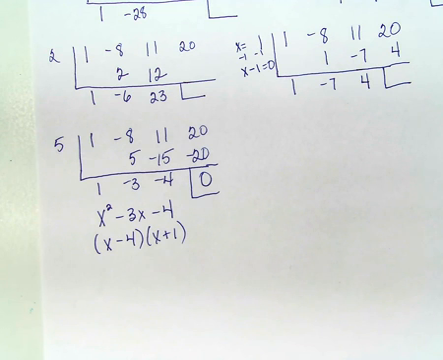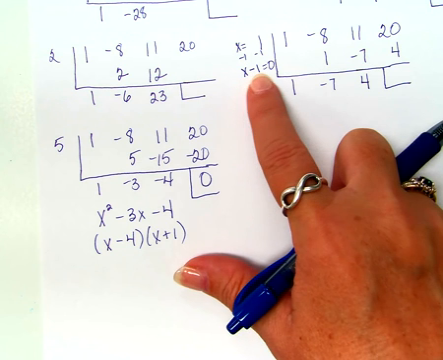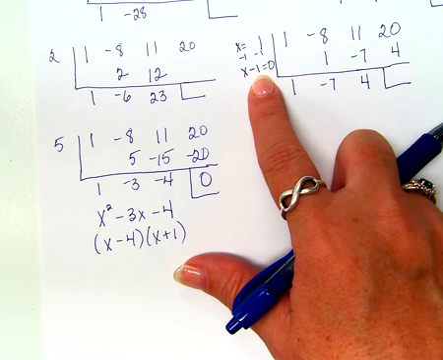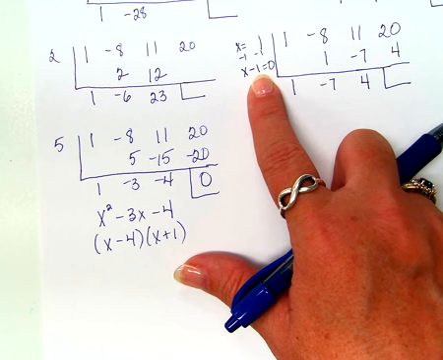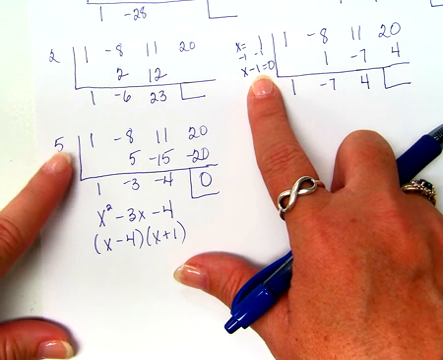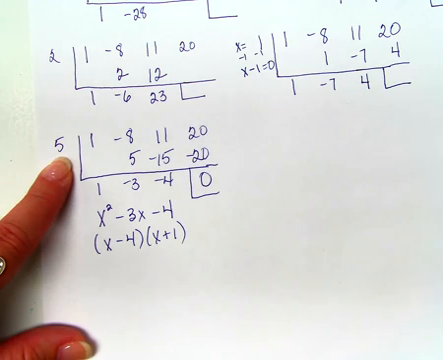Do you remember that? That if it's a 1 on the outside, it came from a factor that said x minus 1. Do you remember that or no? I need you to remember that. We worked on that when we did synthetic division. Okay? So what does my factor look like when the 5 is on the outside of the synthetic division?